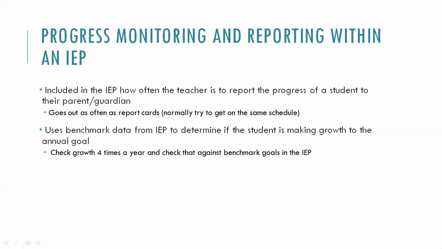Progress monitoring and reporting with an IEP. Included in the IEP is how often the teacher is to report the progress of the student to their parent or guardian. Most try to do this as often as report cards go out, so 2 to 4 times a year. And it uses benchmark data from the IEP to determine if the student is making growth to their annual goal. The growth is checked 4 times a year, and that is checked against their benchmark goal in the IEP.